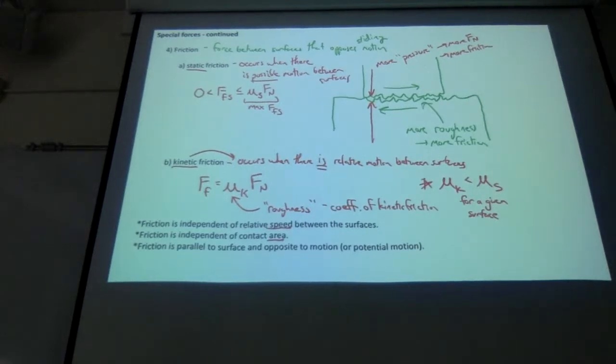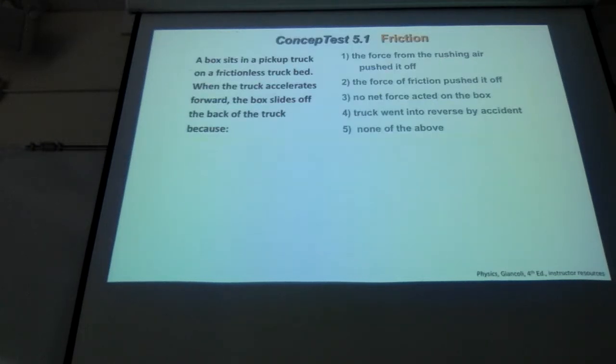And then finally, this will help us with our free body diagram. The friction will be parallel to the surface, and it will be opposite to any motion or the potential motion. Opposite to motion or potential motion. So let's go over here and let me put a new slide in and let's actually work a problem.